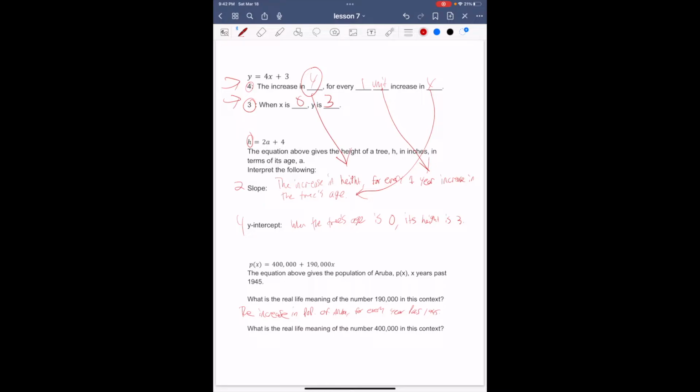The real-life meaning of the number 400,000, well, that's the y-intercept, and that's when x is 0. So 0 years past 1945. We could just say in 1945, y is 400,000. So we could say y, but it's not y anymore, that's the population of Aruba, is 400,000.